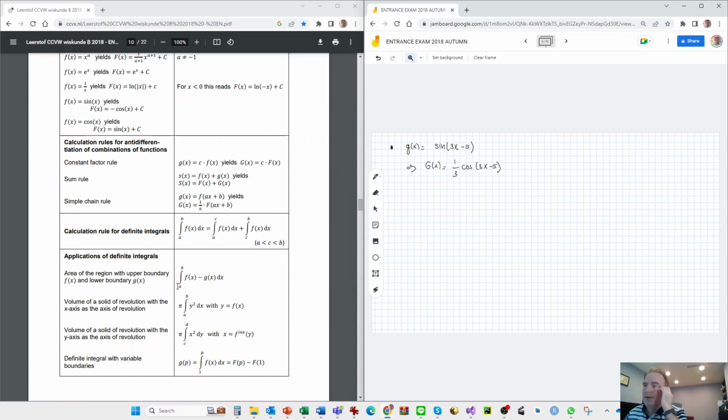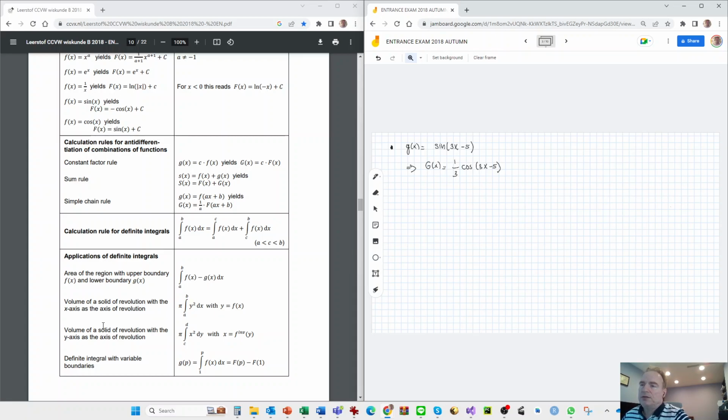So the area between f and g, if f is an upper boundary and g a lower boundary, is given here. Another often asked question are these volumes of rotation along either the x-axis or the y-axis. The x-axis is a little bit more straightforward. You just need to do the integral from a to b, the starting point and the end point, of the function squared, multiplied by pi.